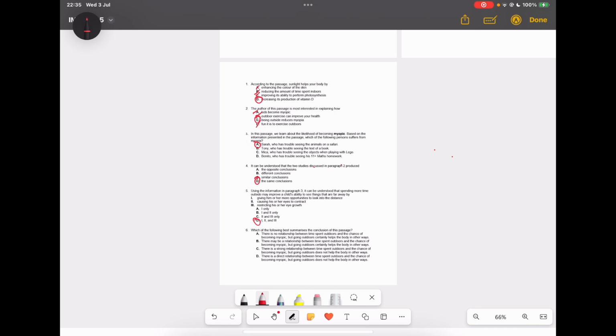So 6. Which of the following best summarizes the conclusion of this passage? A. There is no relationship between time spent outdoors and the chance of becoming myopic, but going outdoors certainly helps the body in other ways. B. There may be a relation. So question 6 is going to be B, because it's saying that there may be a relationship between time spent outdoors and the chance of becoming myopic, but going outdoors certainly helps the body in other ways.